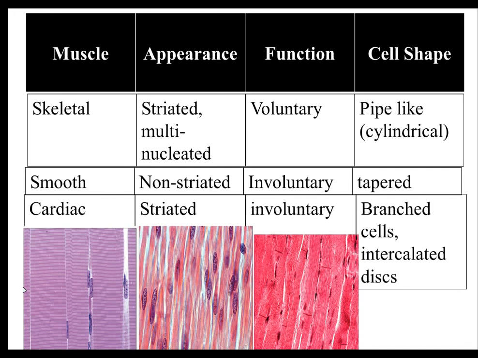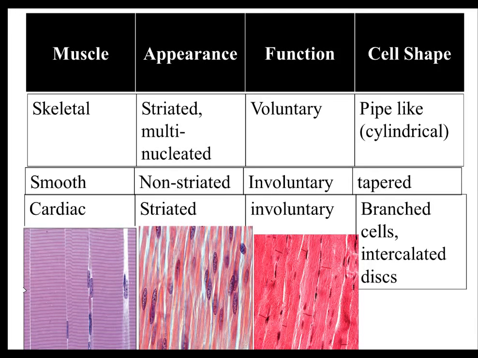The last muscle is cardiac muscle, which we find only in the heart. Cardiac muscle is going to have a very similar structural appearance to skeletal, so it is striated. However, you do not control your heart. So your heart is an involuntary muscle.